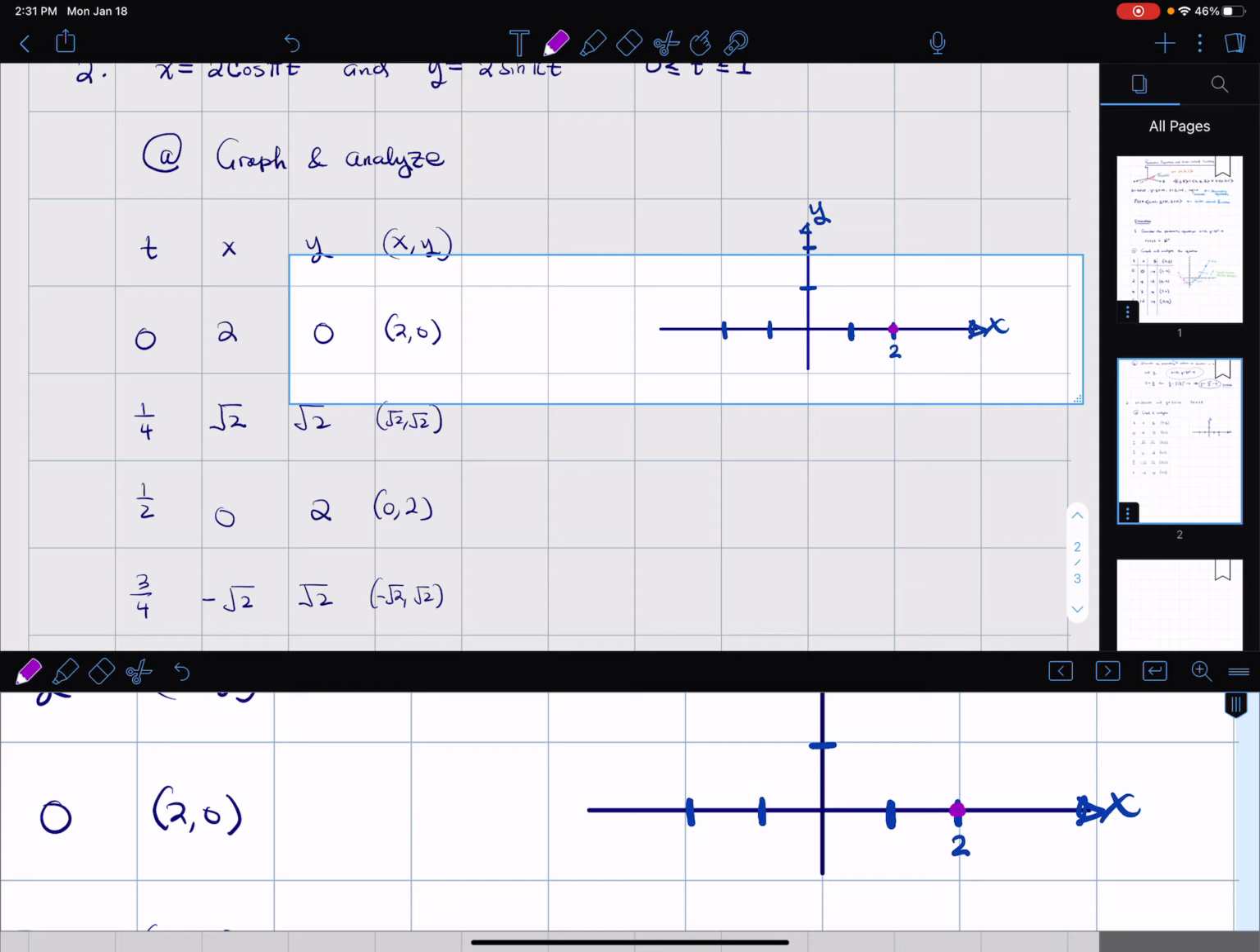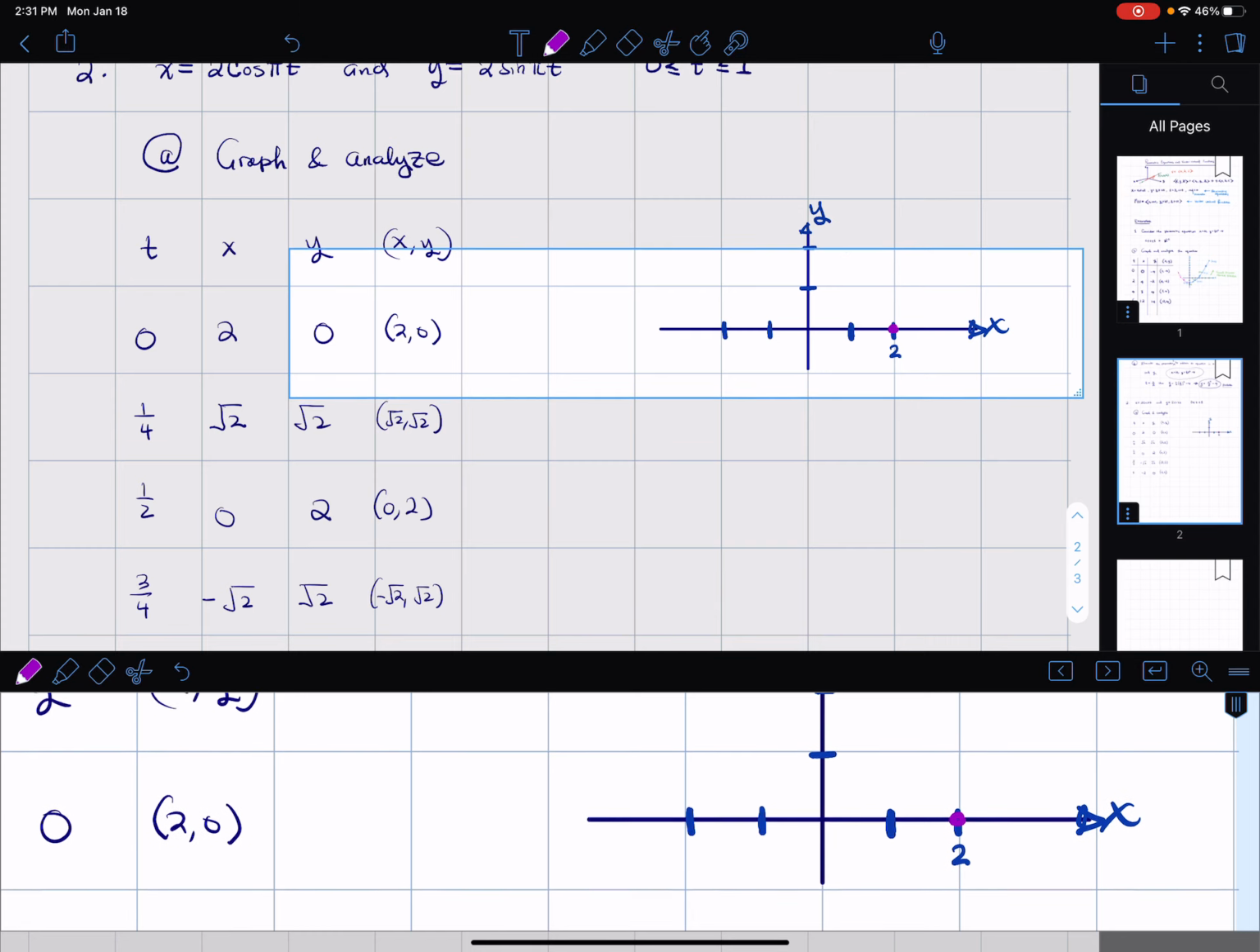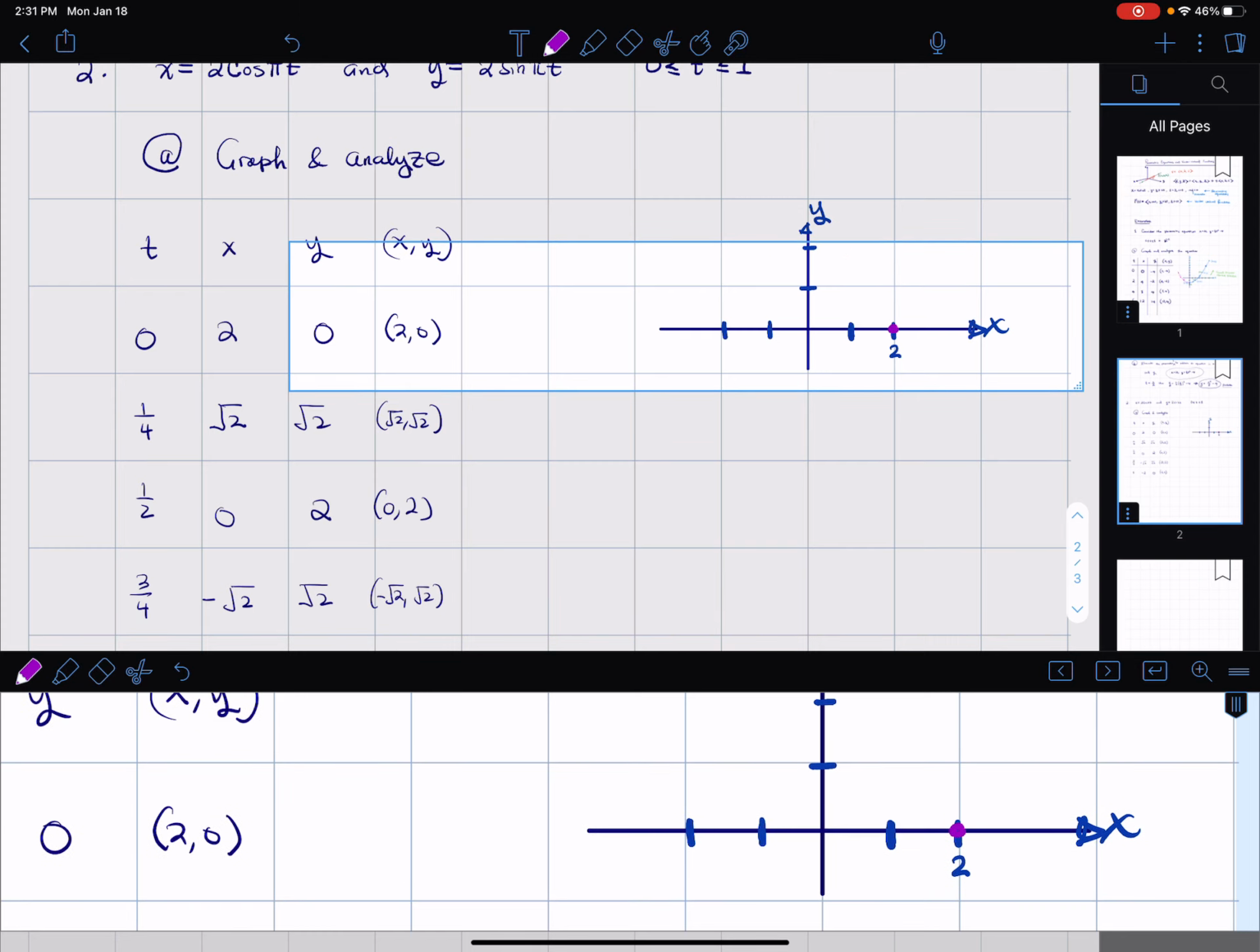When t is 1/4, x is root 2. Root 2 is like 1 point something. What is root 2? All right. Square root of 2. Let's see.